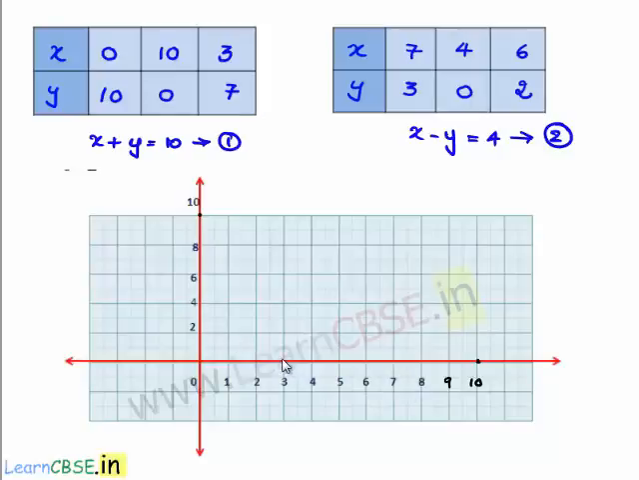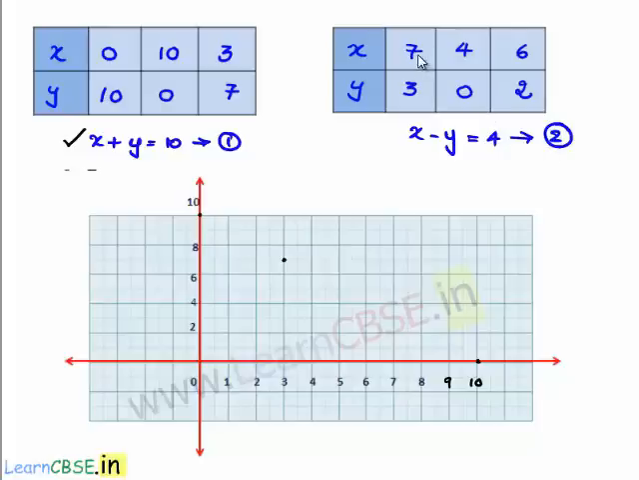So this is 3 and this will be 7. Now we must join these 3 points in order to get the straight line x plus y is equal to 10. So the black points correspond to the line x plus y is equal to 10. Now the second line is x minus y is equal to 4.